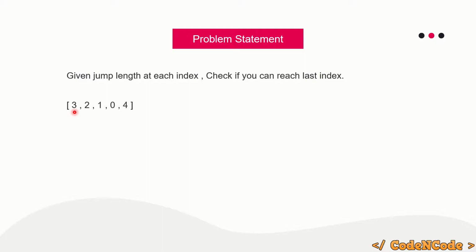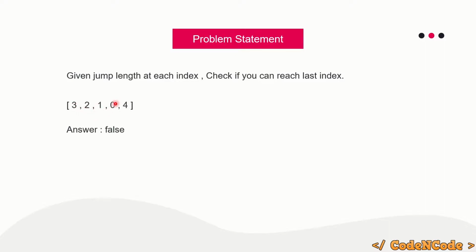So this is the problem statement. For this input, at index 0 you have the value 3. That means from index 0 you can make a jump of length 3. This is the maximum jump that you can take, so from here you can go either here, or here, or here.